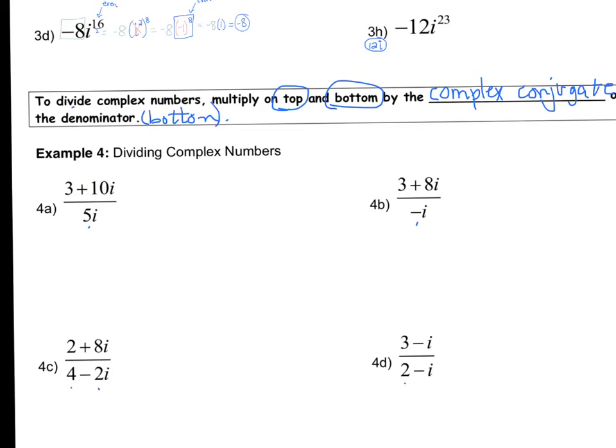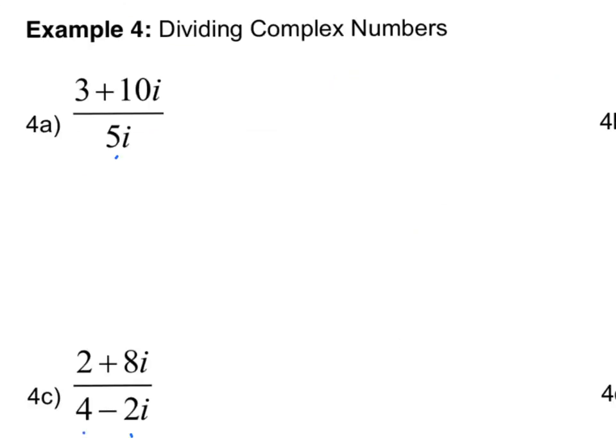So let's try it. To start, we need to find the complex conjugate of the bottom. So we have +5i. The complex conjugate, you flip the sign in front of the i, would be -5i. So we multiply on bottom and on top by -5i. So let's just deal with the top.